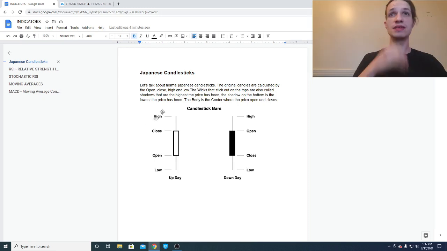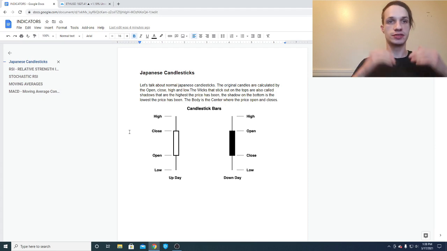Okay, so Japanese candlesticks. We're going to talk about Japanese candlesticks, the OG of candles, way better than the bar charts. Bar charts were created in the US, but the Japanese came out with the Japanese candlesticks and just blew the bar charts out of the water. They're more accurate. So there's a couple things you need to know about the Japanese candlesticks. Let's get into them.